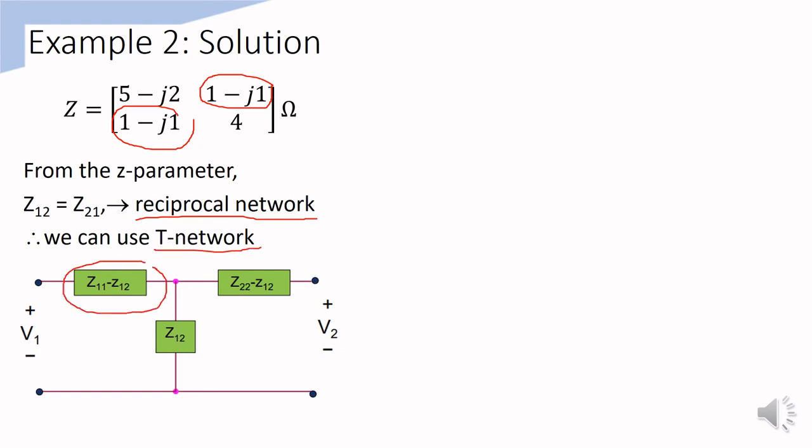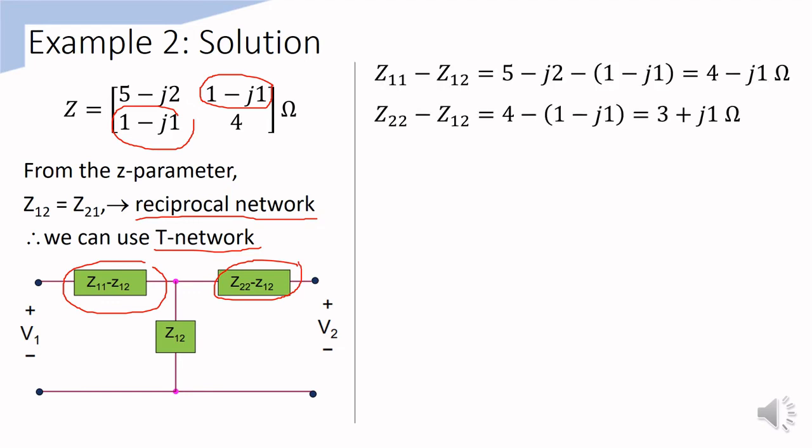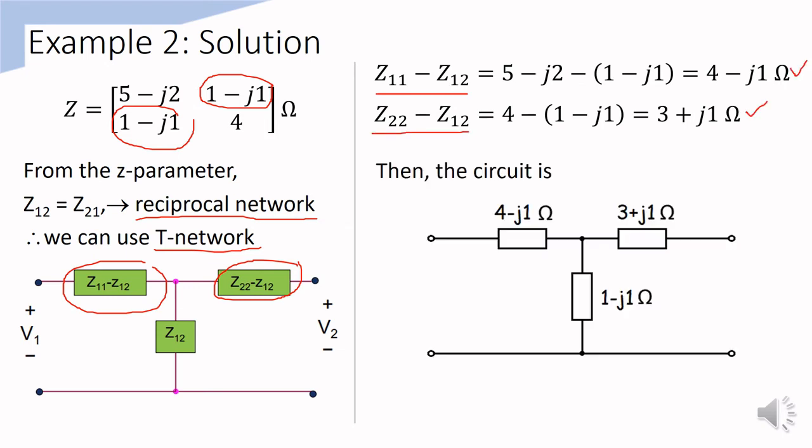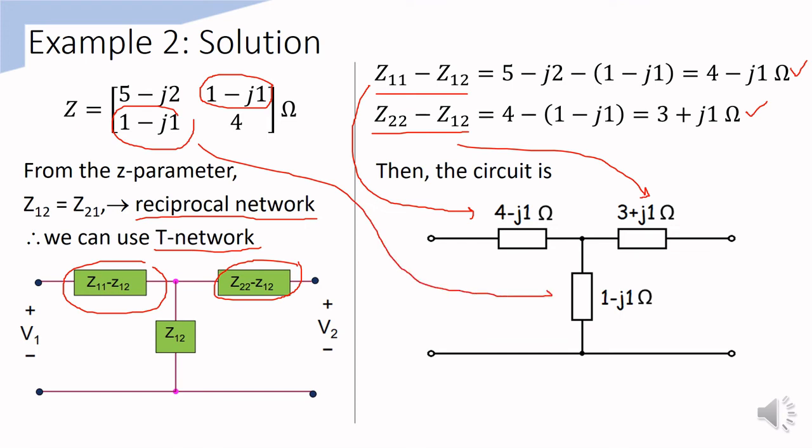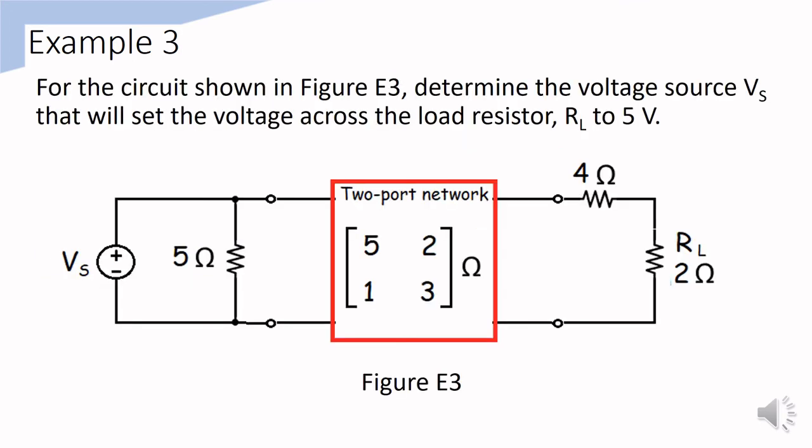The impedance at port 1 branch is the difference between Z11 and Z12, while the impedance at port 2 branch is the difference between Z22 and Z12. Once all values are obtained, we draw the circuit clearly by indicating the components' values. If it is not a reciprocal network, then you need to use the circuit that comprises two dependent voltage sources with transfer impedance. Example 3. This is the final example.